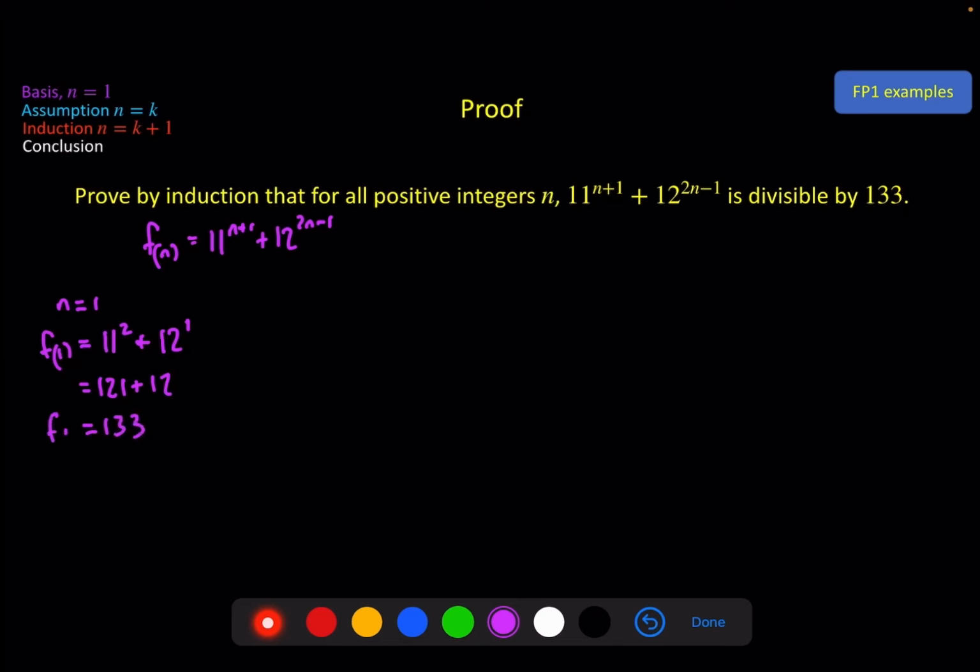And obviously 133 is divisible by 133. So it is true for n equals 1. Great. Now we're going to assume when n is equal to k that this thing is divisible by 133.